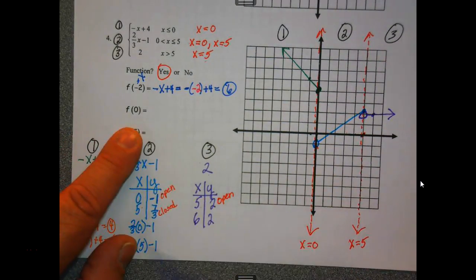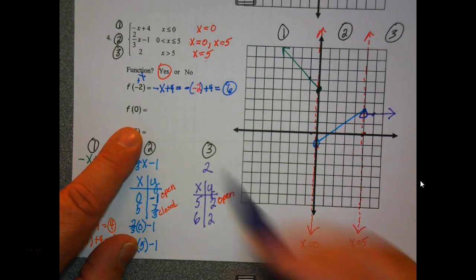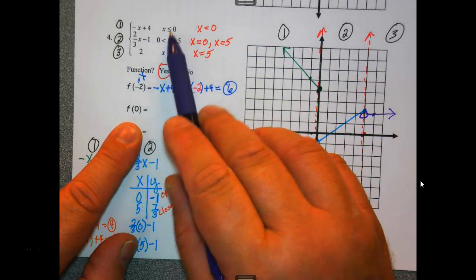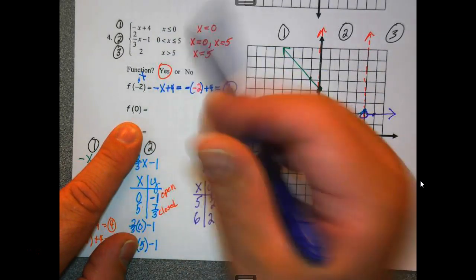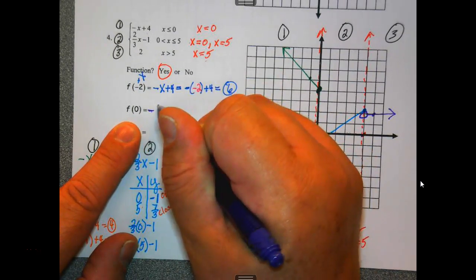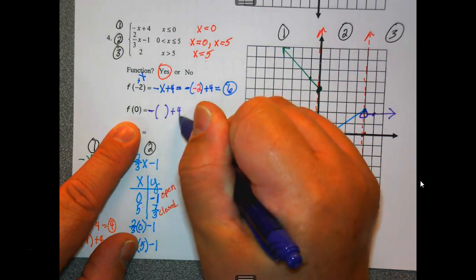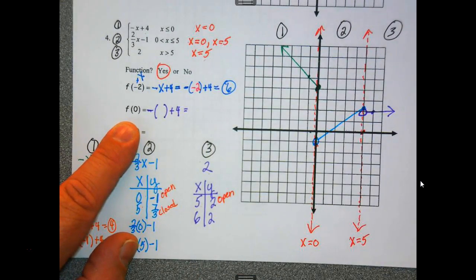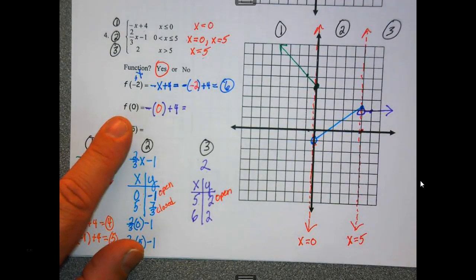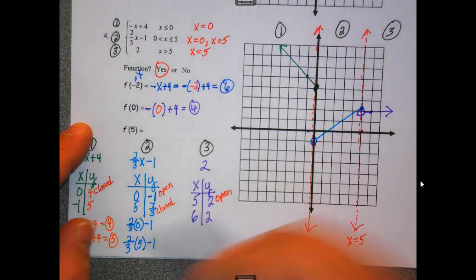How about the f of 0? The f of 0, well, let's see. Is 0 less than or equal to 0? Yes, it is. So we have to use that top function. -x, I'm going to put parentheses around the x, plus 4. My x is 0. 0 plus 4? 4. We actually did that somewhere down here.